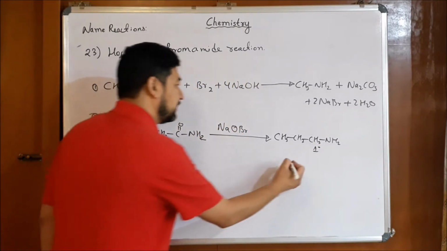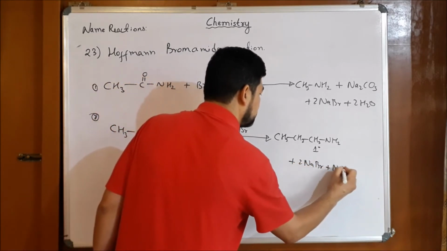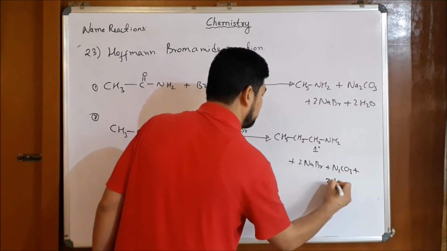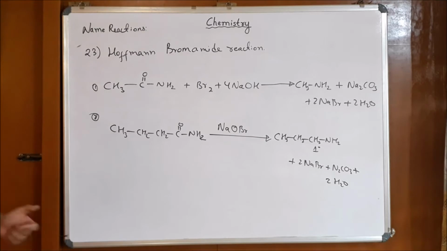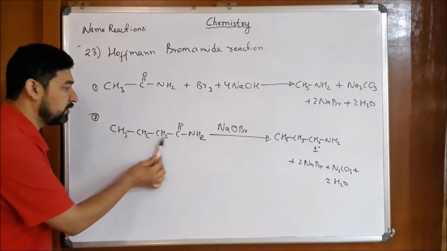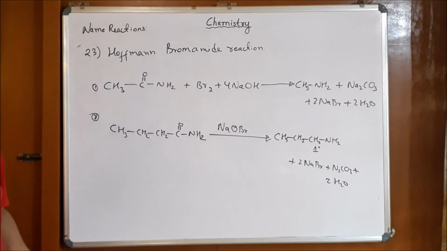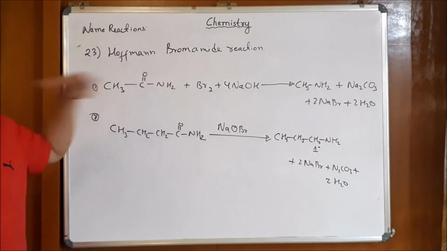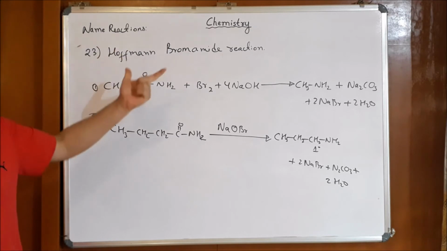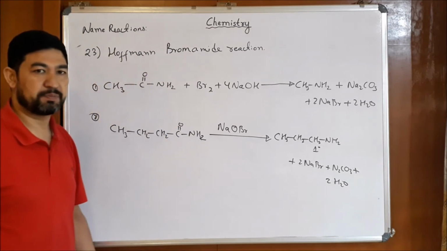Plus the side products will be 2 NaBr plus Na2CO3 plus 2 molecules of water. This is basically the step down reaction. Just count the number of carbons: 1, 2, 3 here, and 1, 2 in the product. So later on in conversions, if you are required to reduce the number of carbons by one, then you have to proceed with this Hoffmann Bromamide reaction. It is also known as the Hoffmann Bromamide degradation reaction, or the step down reaction.